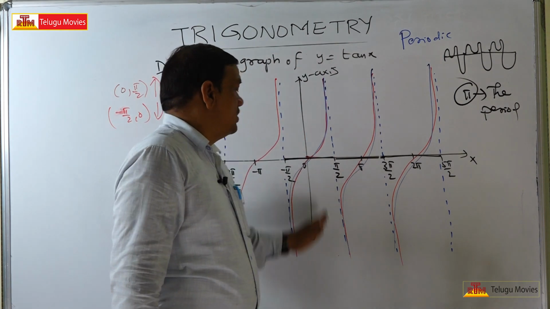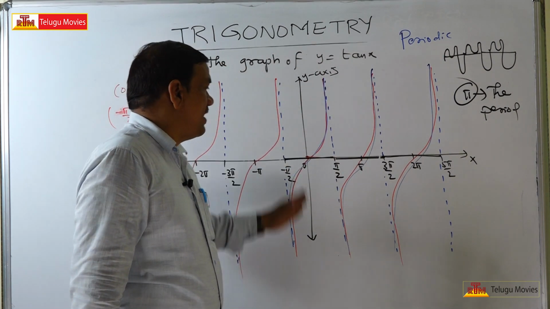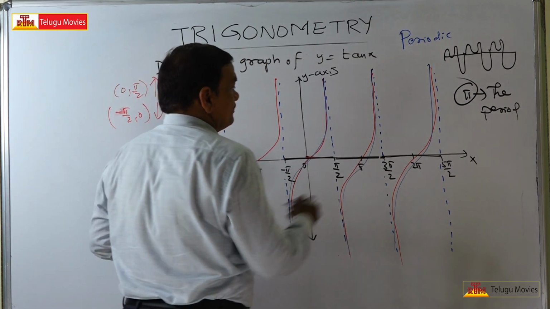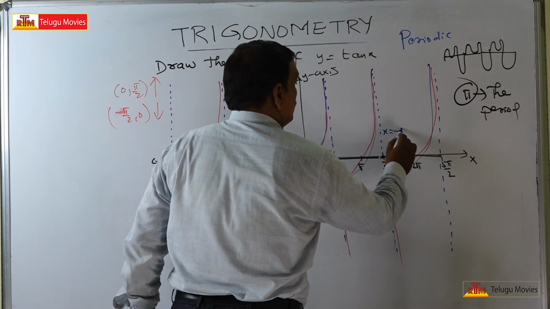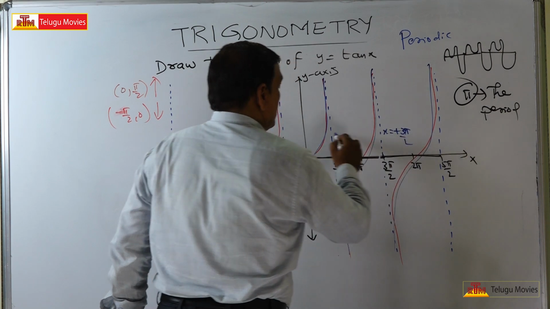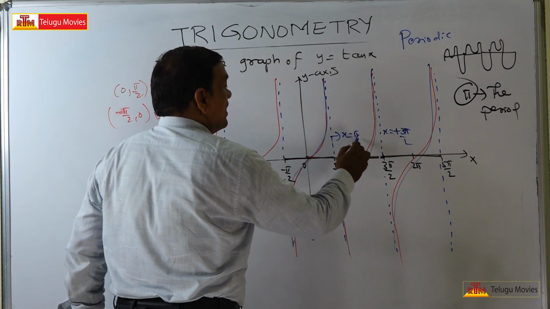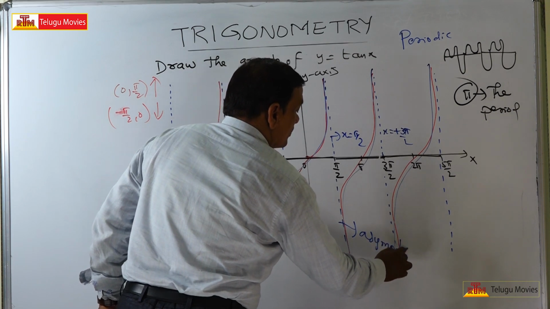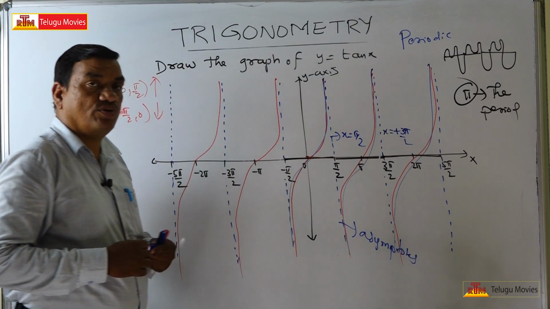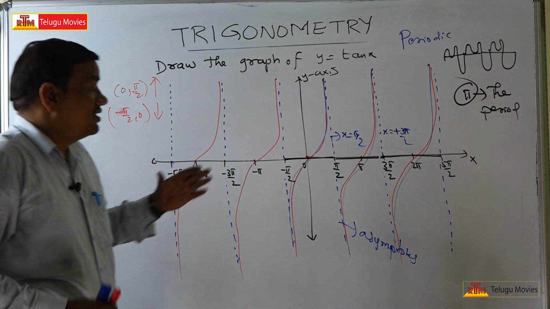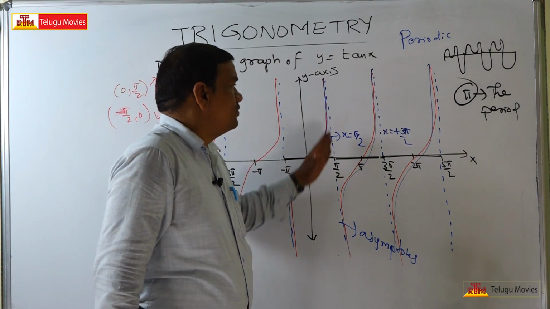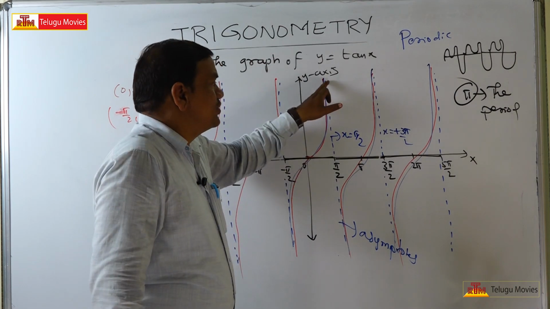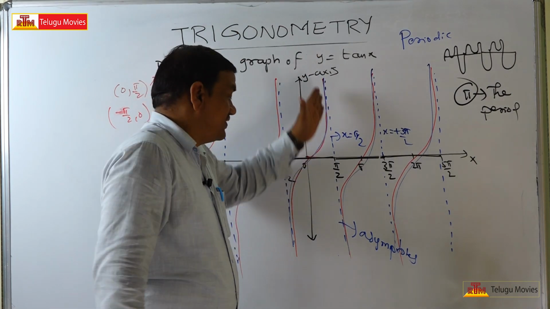So these are called, this x is equal to pi by 2, x is equal to minus pi by 2, x is equal to 3 pi by 2. What is this line you call it as? This line is x is equal to pi by 2. They are called asymptotes. In hyperbola you come across them, they are called asymptotes. Asymptotes are the lines which touch the curve at infinity direction. So it touches somewhere at infinity, that's why they are called asymptotes.